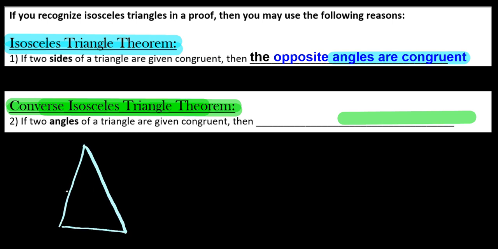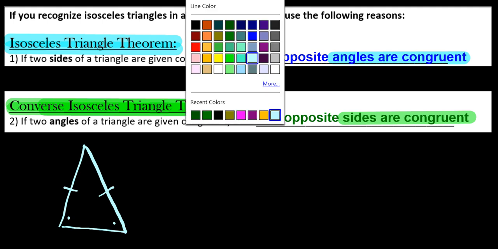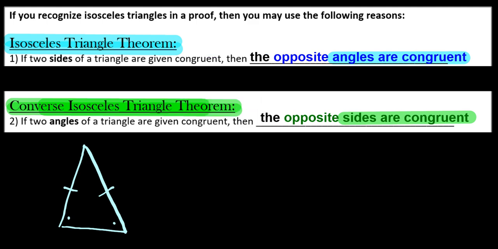If I start with two sides congruent, my conclusion is opposite angles are also congruent. The converse of that, changing the order of that theorem, says if we know the angles to start with, if the angles of a triangle are given congruent, then the conclusion we can make is the opposite sides are congruent. This is similar information but written in a different order. This time we would start with two congruent angles, and by the converse isosceles triangle theorem, we could say that the sides are then equal after that.